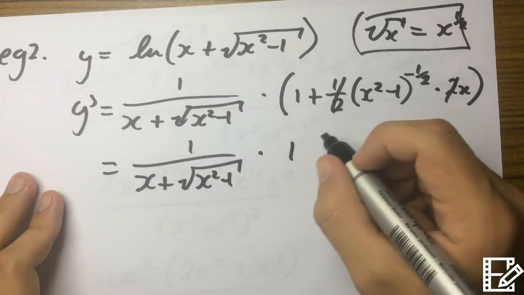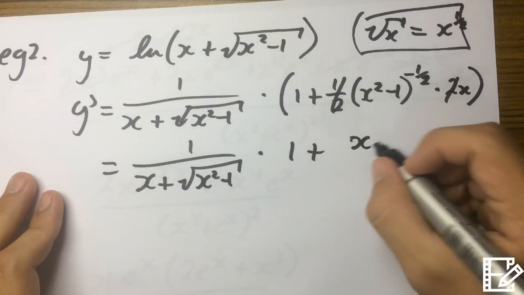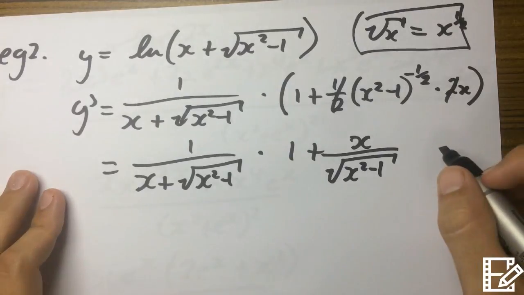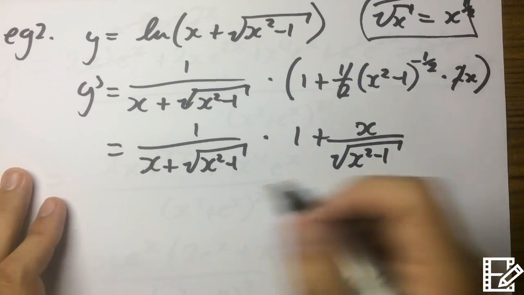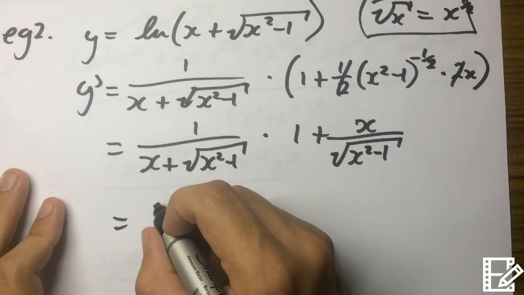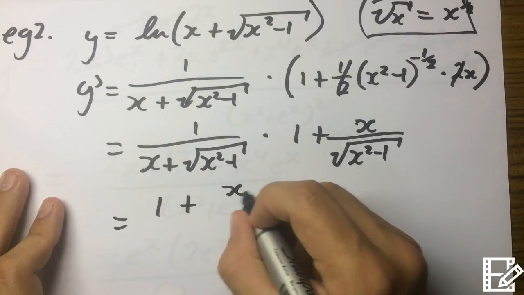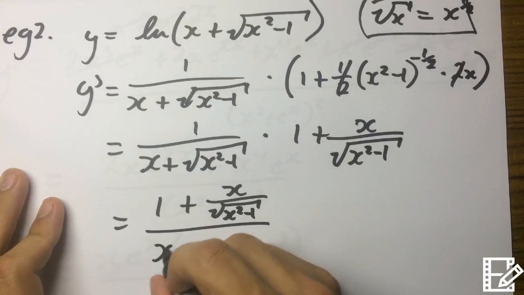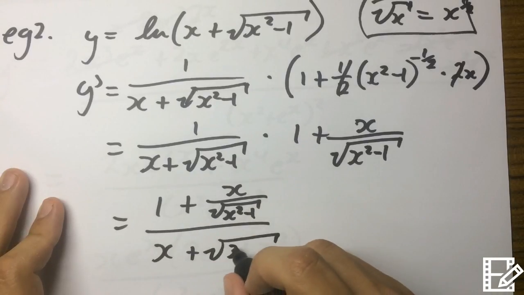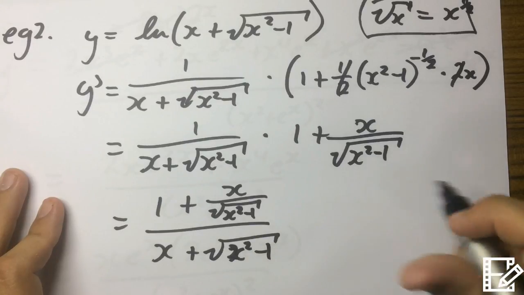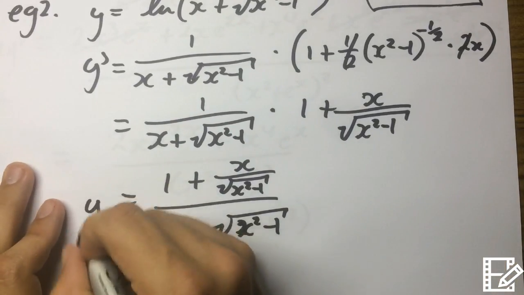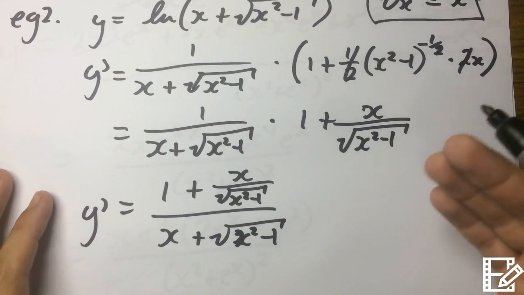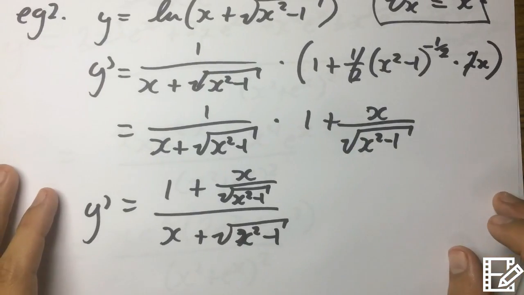multiplied by 1 plus x over square root of x squared minus 1, and that will look like 1 plus x over square root of x squared minus 1, all over x plus square root of x squared minus 1. I feel like that's simplified. I don't want to do anything more to that. I don't want to go on too much more with this question. I like the way that looks, so I'm going to leave it.